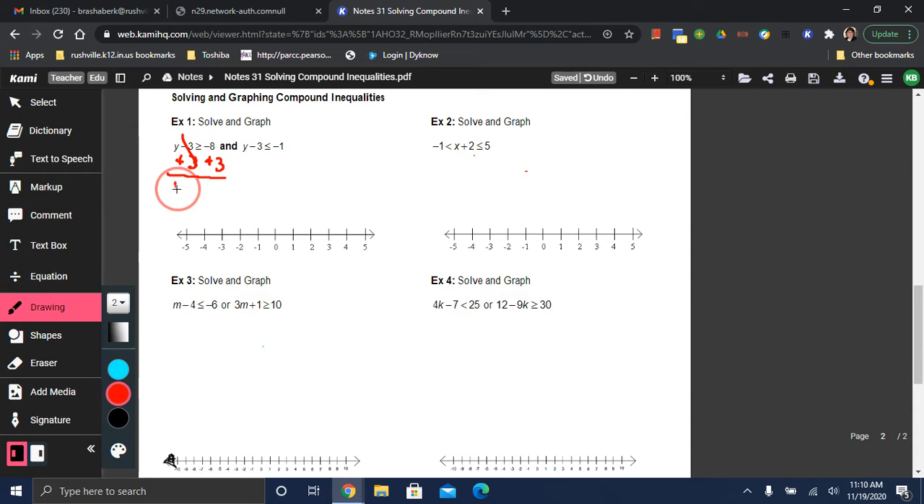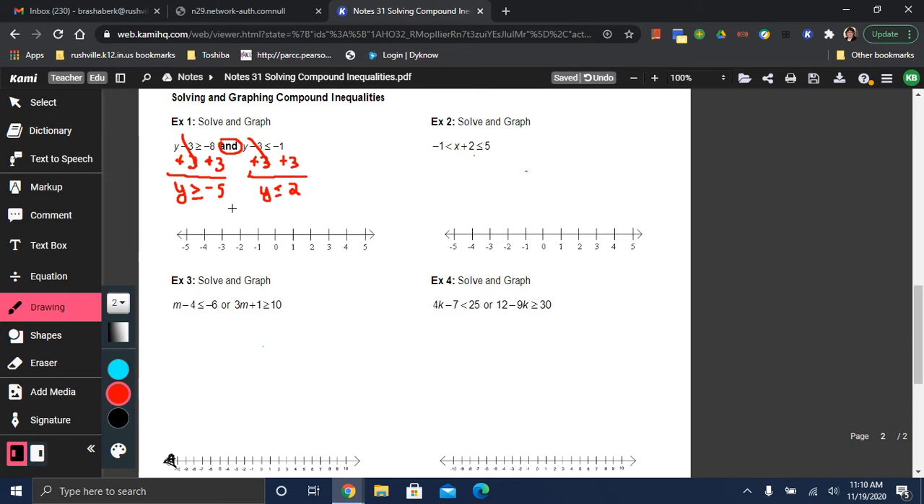My 3's will cancel. I'll have y is greater than or equal to, and then -8 plus 3 is -5. Then I have another inequality right here. So treating it separately from what I did, I have -3, so I will add 3 to both sides of my inequality, and those will cancel. That will give me y is less than or equal to, and then -1 plus 3 is 2.